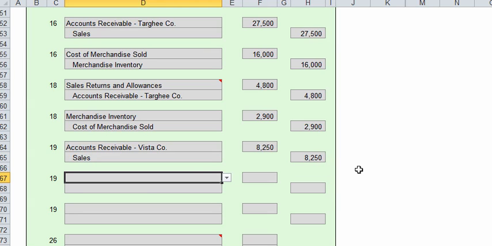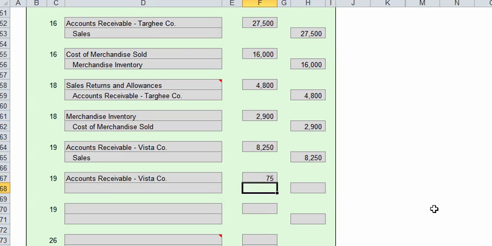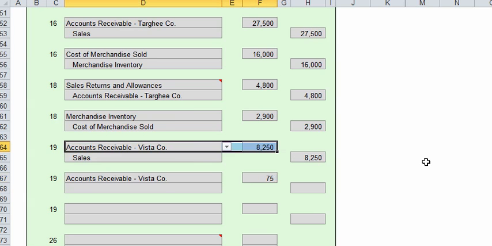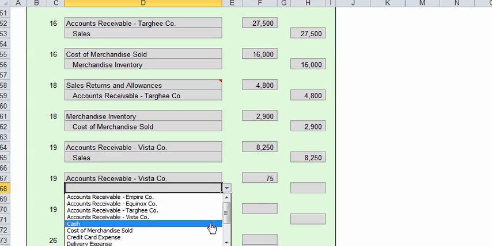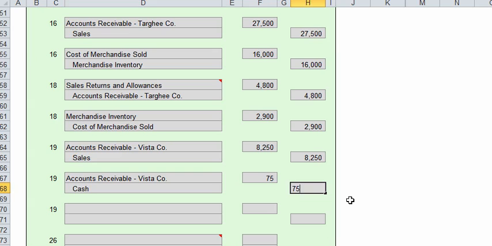Okay, but now they have to take care of the transportation charges. Well, Vista Company is going to owe us that $75. That's part of what they owe. So we're going to debit accounts receivable Vista Company for the $75. See, we could have done that in 1 entry. We could have added this one to this one and just debited accounts receivable Vista Company 1 time for $83.25. Credited sales for $82.50. And then we paid those shipping charges, so we would credit cash for $75.